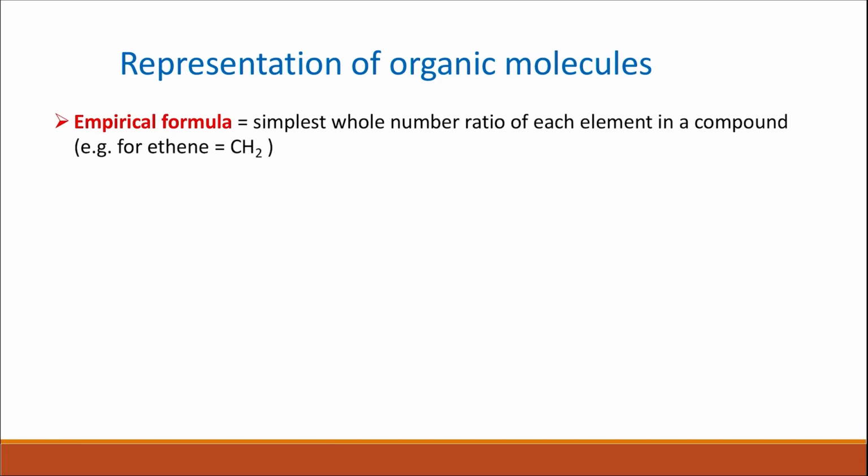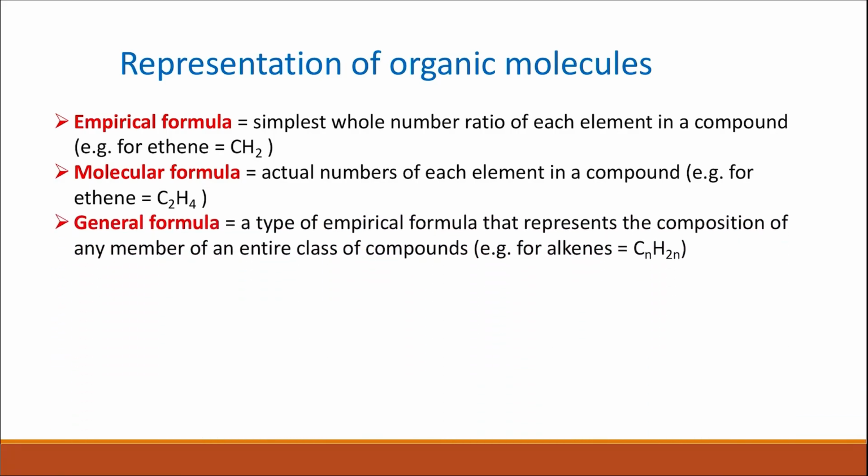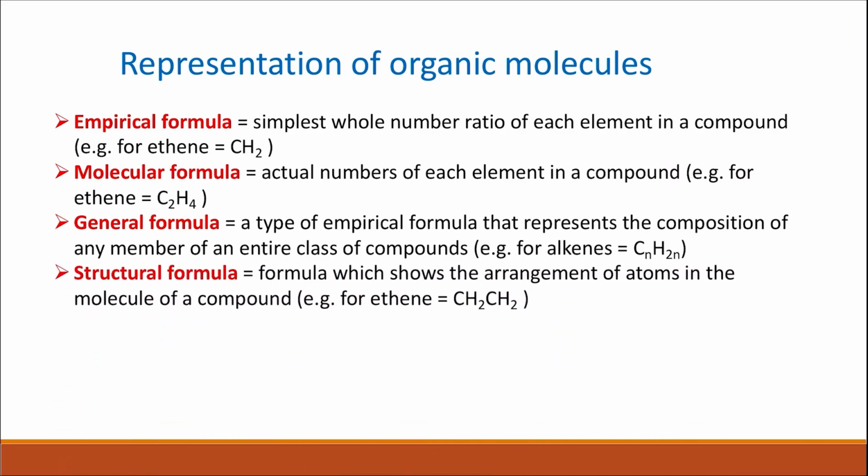The organic molecules can be represented by several types of formula. The first one is the empirical formula, which is the simplest whole number ratio of each element in a compound. And then the molecular formula, which will give you the exact number of each element within the compound. And the general formula is a type of empirical formula that represents the composition of any number of an entire class of compounds. And then the structural formula, which is the formula that shows the arrangement of the atoms in the molecule for the compound.